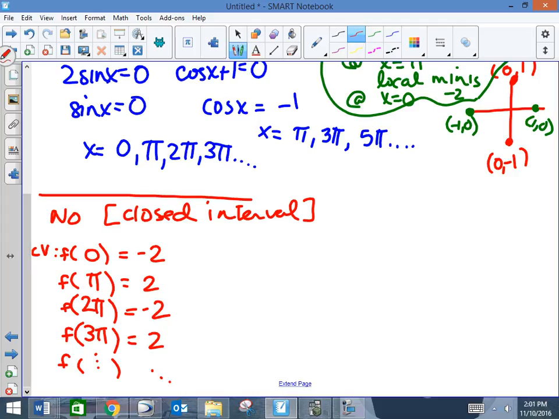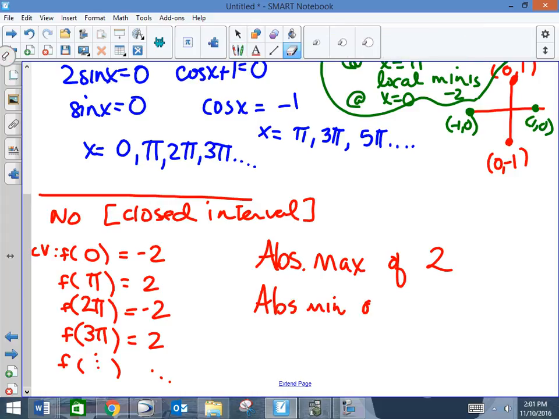Okay, so let's say we have absolute max of 2, right? Okay, see, and this takes care of our problem where, well, it's at 0, it's at 2 pi, it's going to be at 4 pi. So we don't have to say that if we can just say the absolute max is 2, right? And the absolute min is negative 2. Okay?